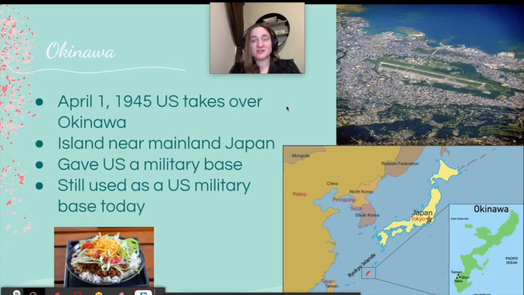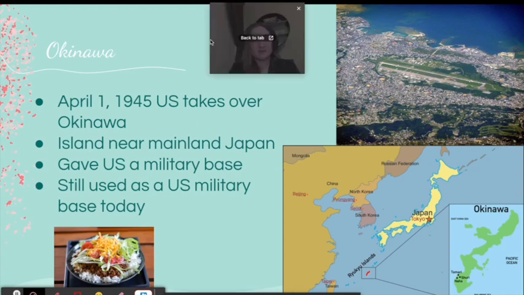Okay, Okinawa. That's also a major island. April 1st, 1945, the U.S. takes over Okinawa. You can see here on the map, it's pretty darn close to Japan at this time. The U.S. is creeping in really close. It gave the U.S. a military base, and it still serves as a U.S. military base today. Here's a modern day picture of one of the U.S. military bases on Okinawa, and they're very famous for their taco rice. Yes, it's taco-like stuff on top of rice. It's a big thing.